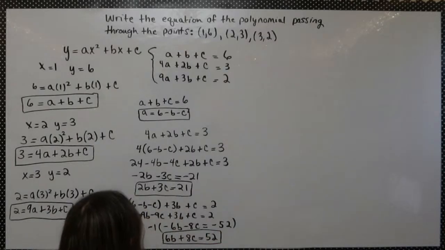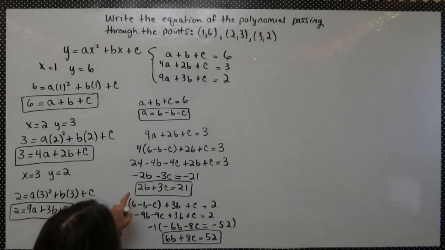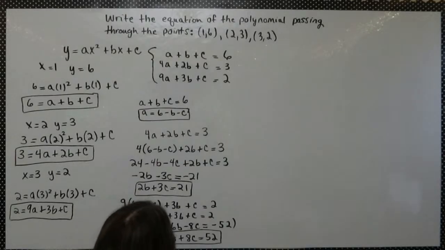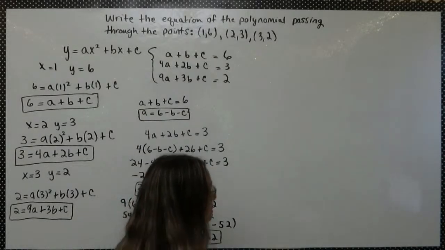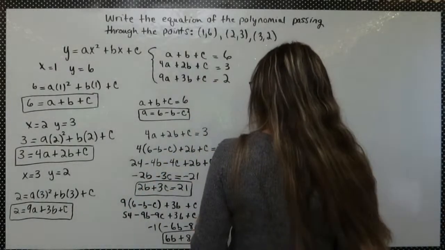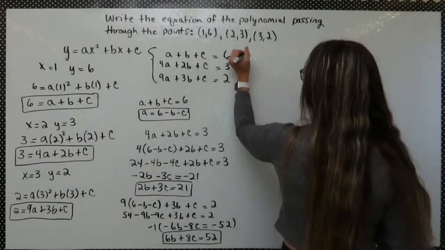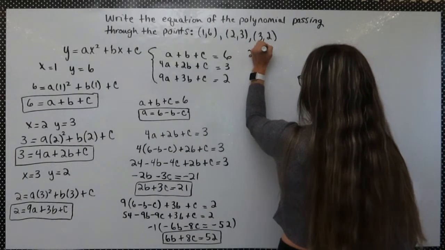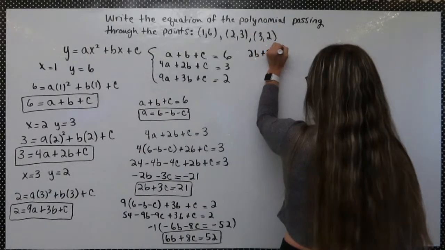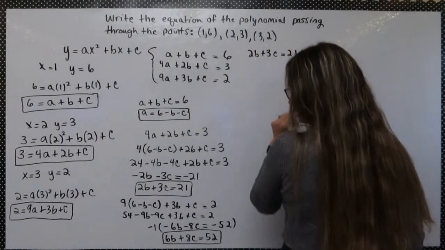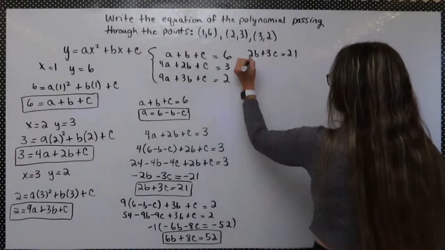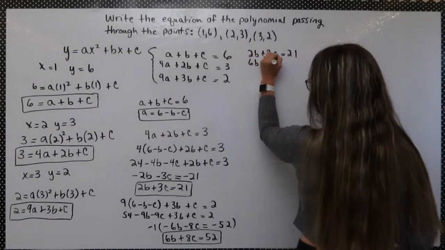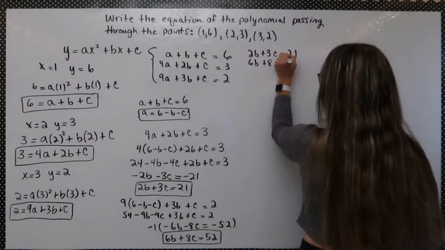All right. So since I have these two equations, I'm going to go ahead and make a little mini subsystem now. So it's going to give me 2b plus 3c equal 21. And I also have 6b plus 8c equal 52.